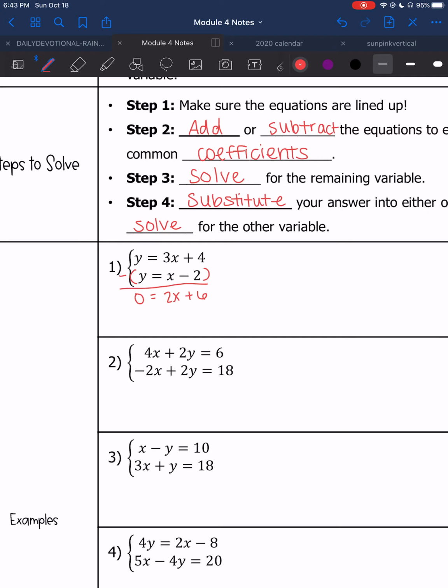And so then I'm going to solve for x, so subtract 6 from both sides. x is, and then divide by 2, x is negative 3. So now that I have x is equal to negative 3, I'm going to plug it back in to either this one or to this one. It doesn't matter. I'm going to use this one just because it's simpler, but it doesn't matter which one you use. So y equals negative 3 minus 2. So y equals negative 5. So my ordered pair is negative 3, negative 5.